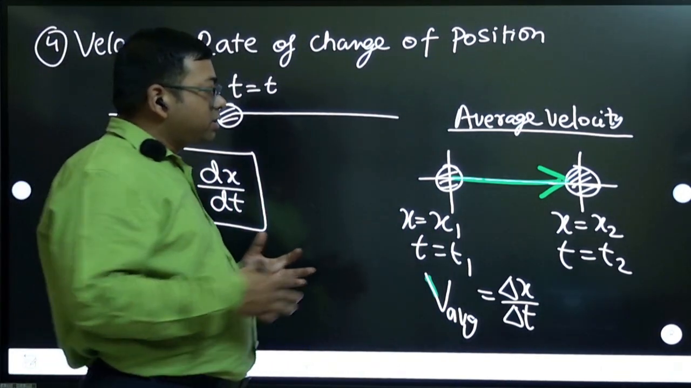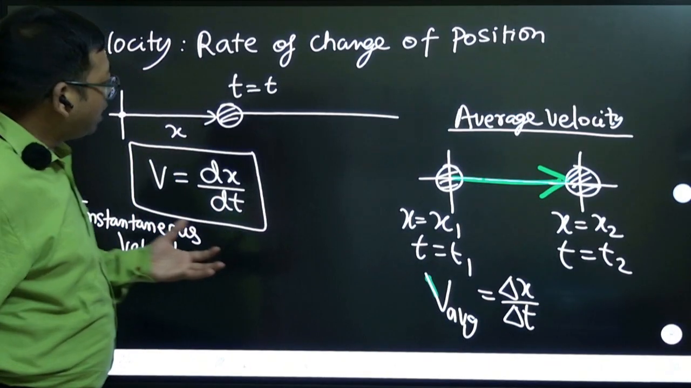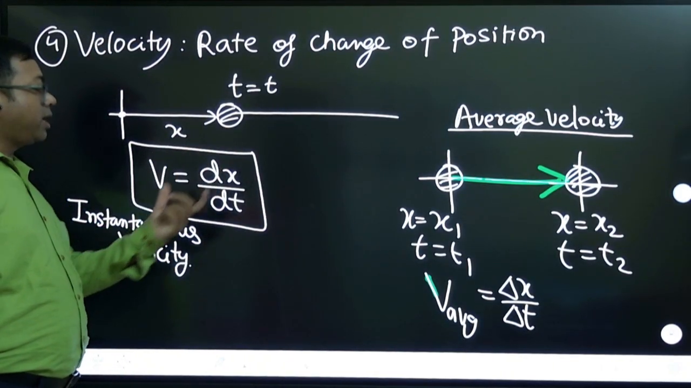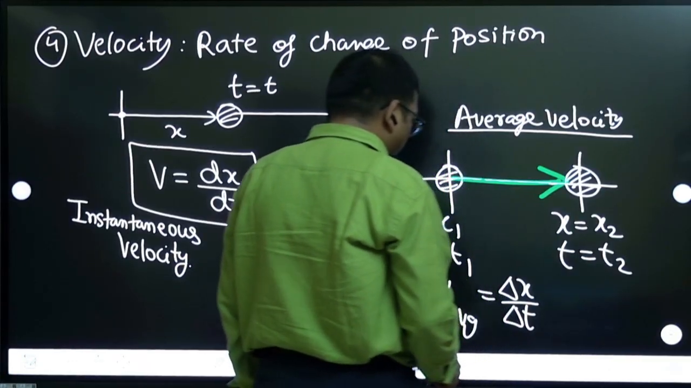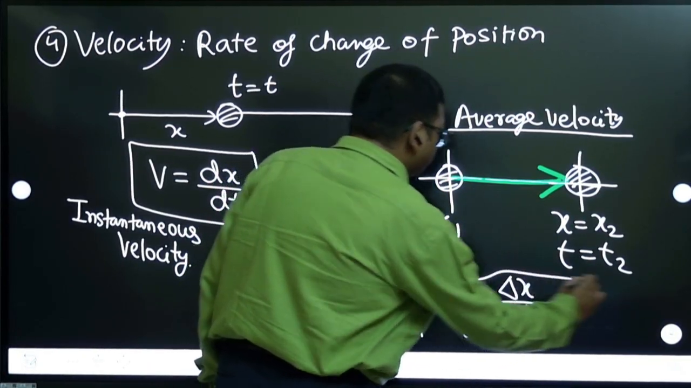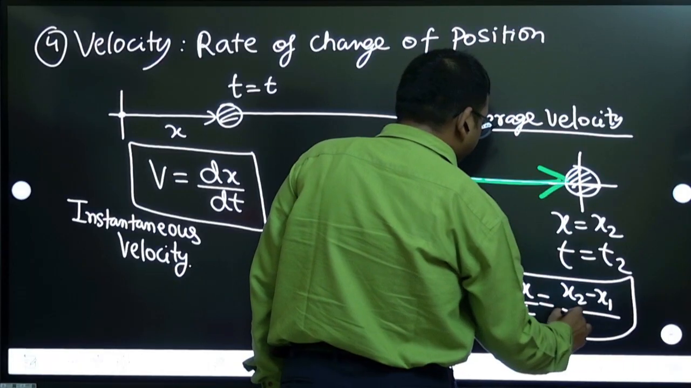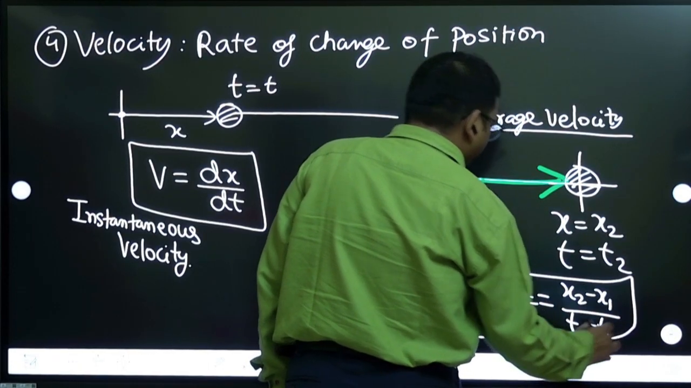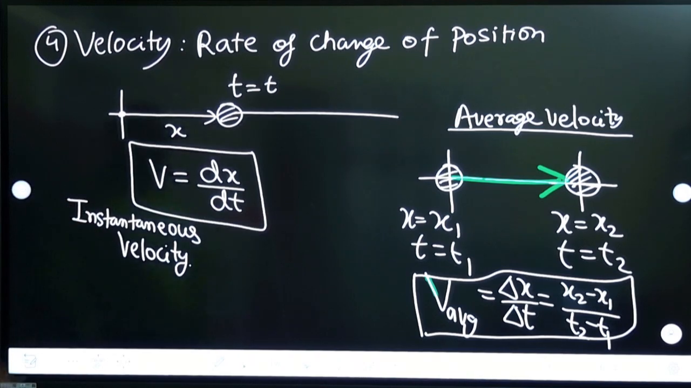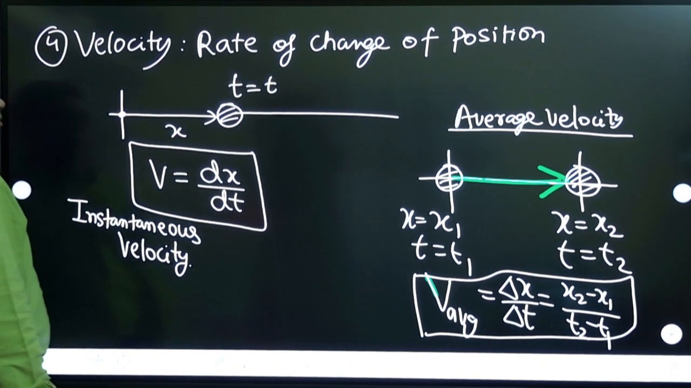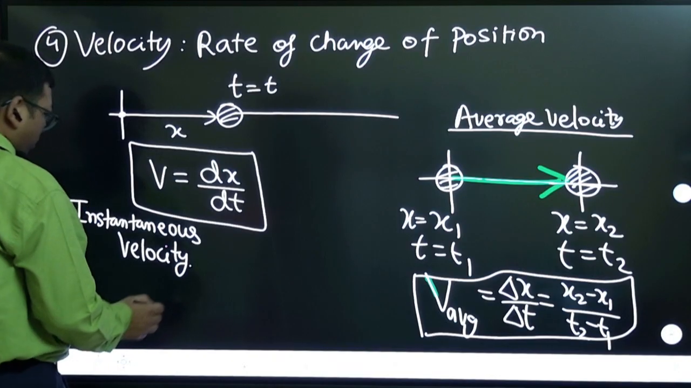It is also a rate, but this rate of change of position is measured over an interval of time. So that is why it is called average, and this is measured at a given instant of time. It is called instantaneous. So this is the definition of average velocity, delta x by delta t. Of course, delta x you can write as x2 minus x1, and delta t you can write as t2 minus t1. Like that we can calculate average and instantaneous. Okay, so similarly we can take the next definition, then we can go for calculation.